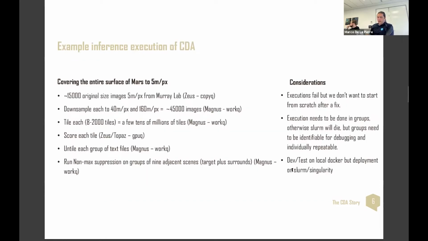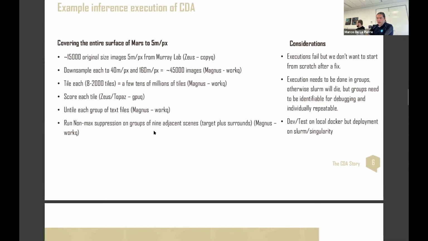So this is an example inference execution for the crater detection. We have approximately 15,000, so these are approximate numbers, 15,000 original size images. They are 5 meters per pixel from Mari Lab. We get them onto our system by using Zeus copy queue. We downsample each to 40 meters per pixel and 160 meters per pixel. We end up with 45,000 images. The downsampling happens on Magnus work queue.